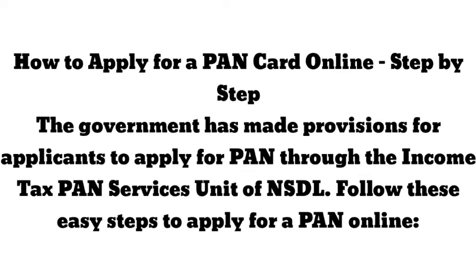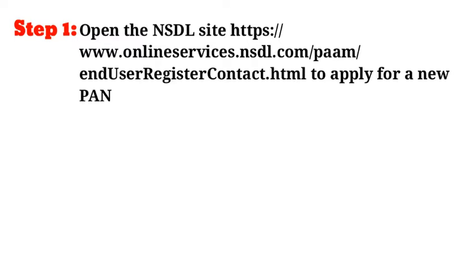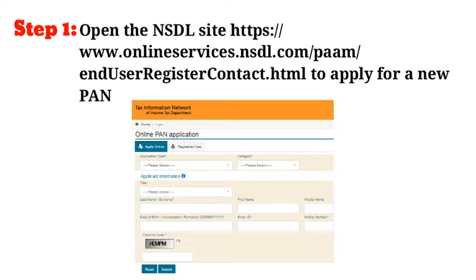The government has made provisions for applicants to apply for PAN through the Income Tax PAN Services Unit of NSDL. Follow these easy steps to apply for a PAN online. Step 1. Open the NSDL site https://www.onlineservices.nsdl.com/pum/ and user register contact.html to apply for a new PAN.